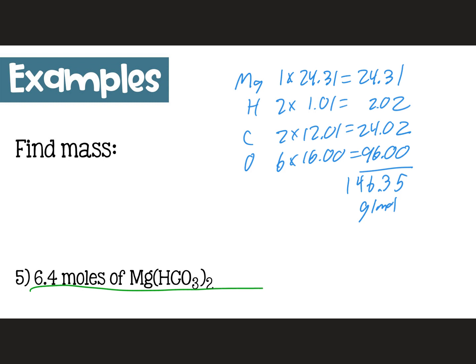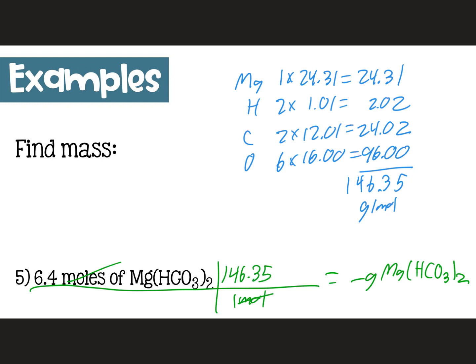Now we need to convert 6.4 moles of magnesium bicarbonate to grams of magnesium bicarbonate. So we're going to use our molar mass with the 1 mole on bottom to cancel out the mole that's already on top. And that means that our 146.35 grams will go on top. When we multiply 6.4 times 146.35, we get 936.64 or 937 grams of magnesium bicarbonate.